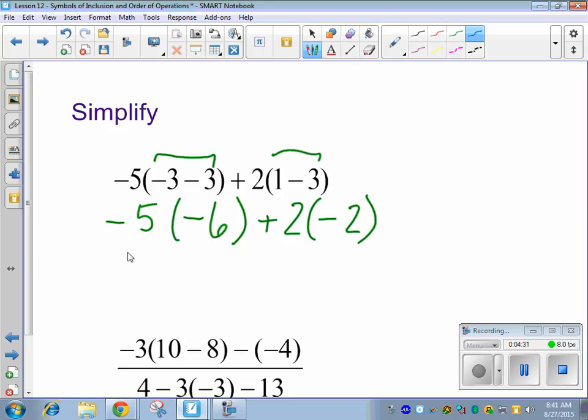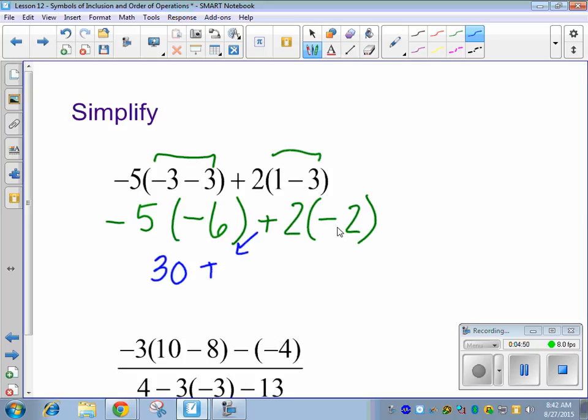Great, I agree. So negative 5 times negative 6 is 30. So this is multiplication because these guys are right next to each other, right? And this parenthesis is touching this negative 5. So negative 5 times negative 6 gives me 30. We do plus, so this plus carries down again.